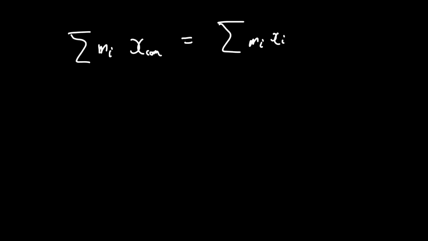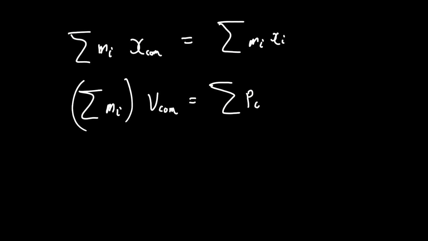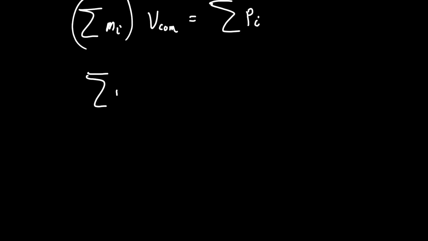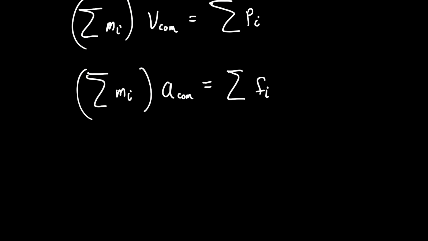If I differentiate both sides with respect to time, I'll get sigma m_i, I should put this in brackets, times the velocity of the center of mass, equals the sum of the momentum, the total momentum of the system. Then if I differentiate with respect to time one more time, I will get sigma m_i a_COM, which is the acceleration of the center of mass, equals sigma F_i. Now, if all the forces are internal, that means they're all subject to Newton's third law.